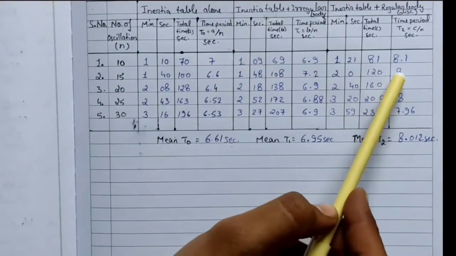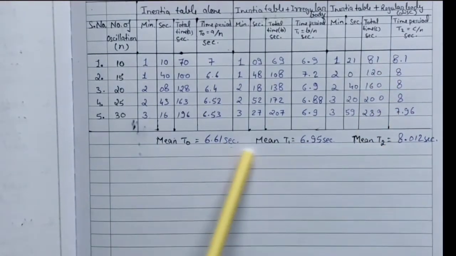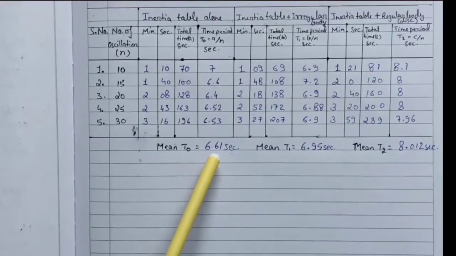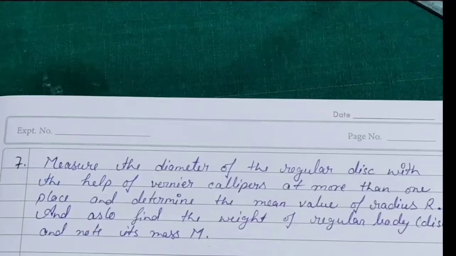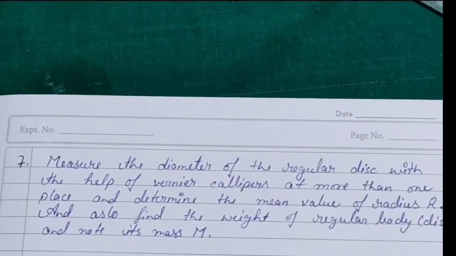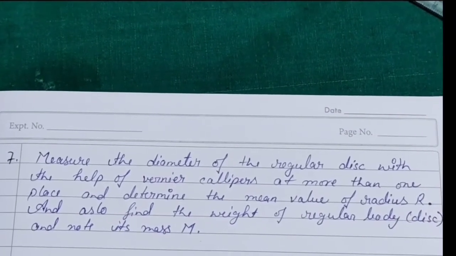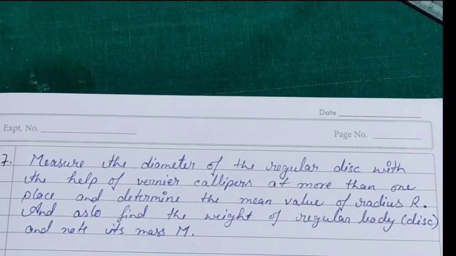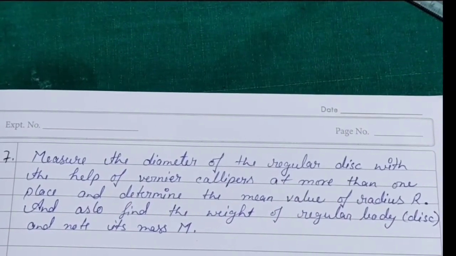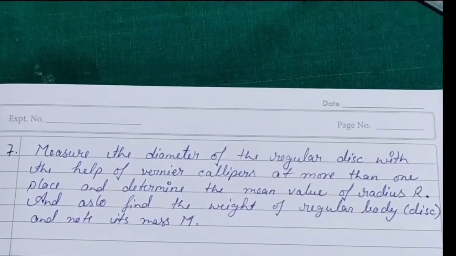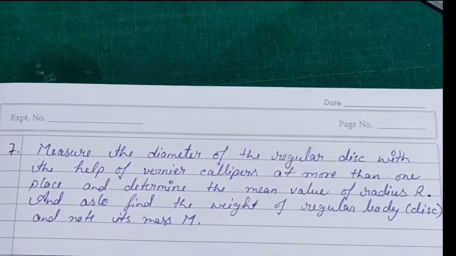So now as you can see this, मैंने सारे ही number of oscillations पे time period निकाल लिए हैं, and their mean also are determined here. So let's move on to our next step. So here is our last procedure of this experiment, in which we have to measure the diameter of the regular disc with the help of vernier calipers at more than one place and determine the mean value of radius r, and also find the weight of the regular body disc and note its mass m.